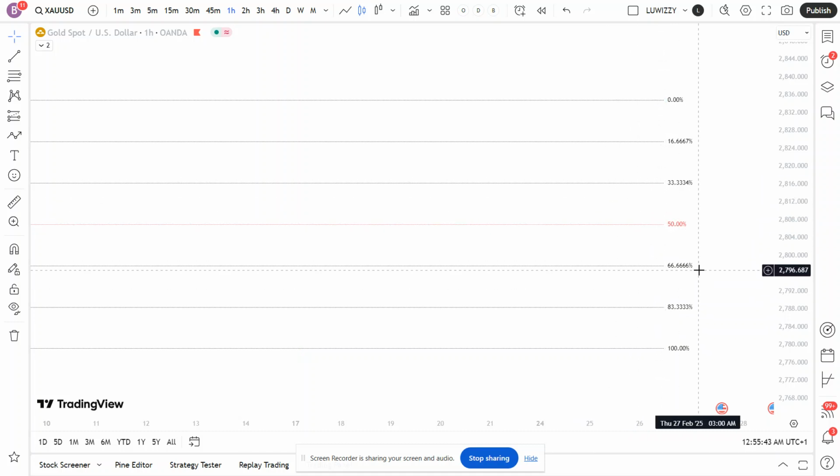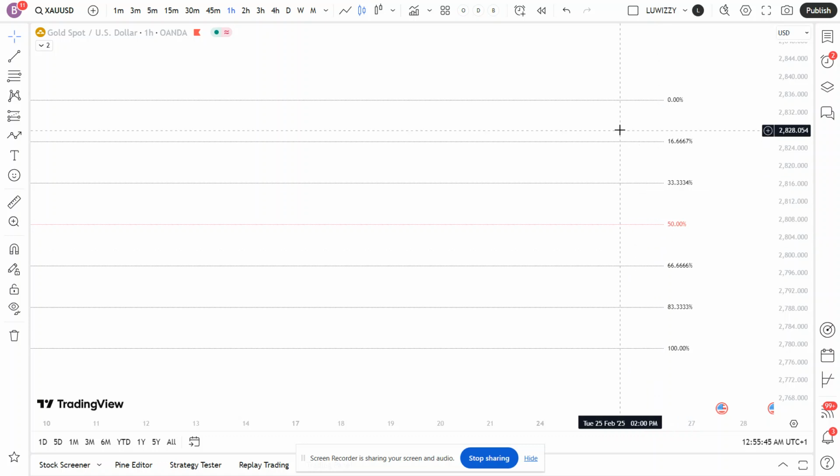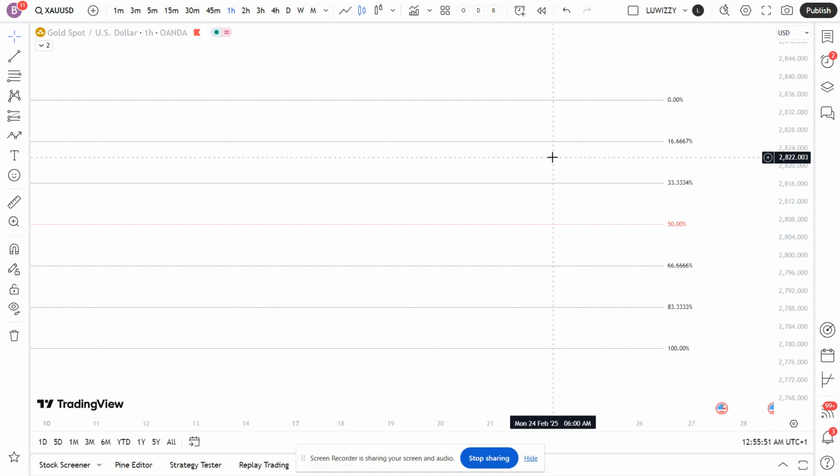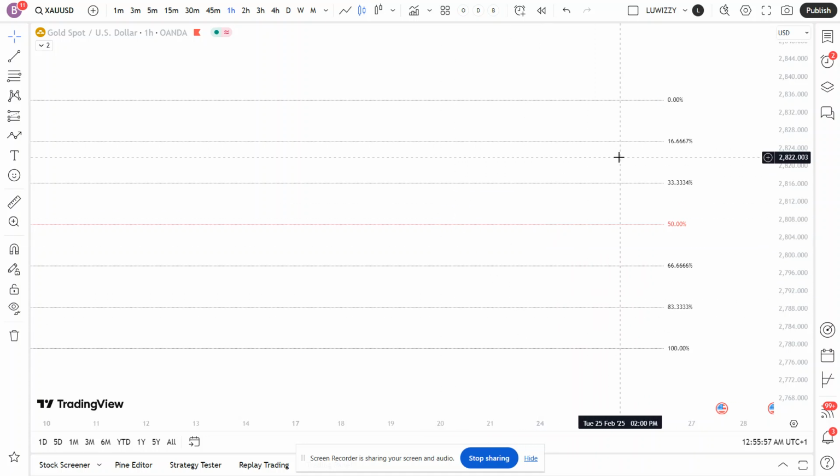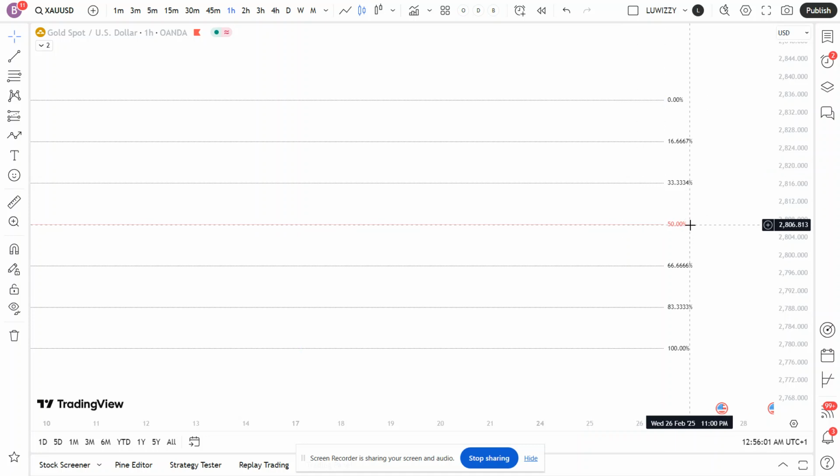Now if you see my fib level, you notice that it has 6 rows. Let's count it together: one, two, three, four, five, six. 6 rows, right? And now we want to use this fib level to decipher the premium, equilibrium, and discount pricing of a range.